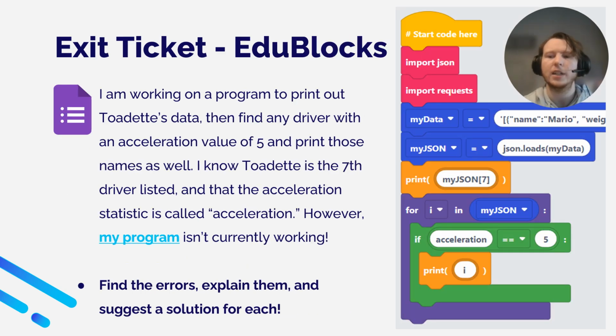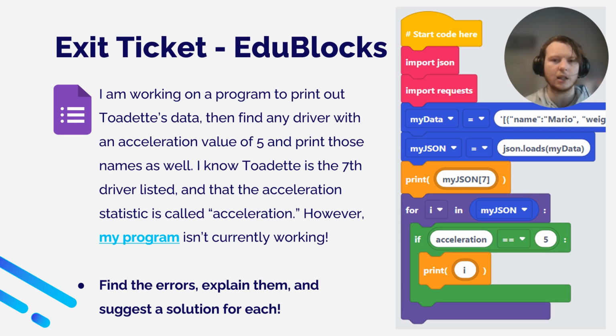Our exit ticket for today asks about a couple fundamentals in EduBlocks. One is looking at index values. So I'll read the scenario. I'm working on a program to print out Toadette's data, then find any driver with an acceleration value of 5 and print those names as well. I know Toadette is the 7th driver and that the acceleration statistic is called acceleration. My program, though, isn't currently working.